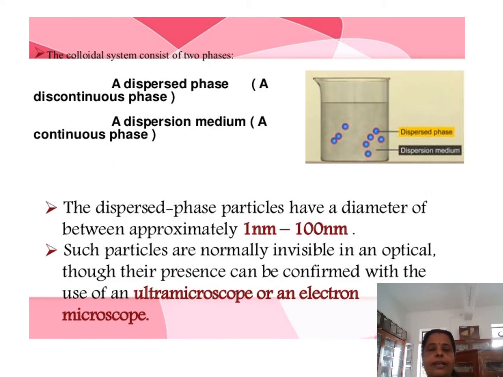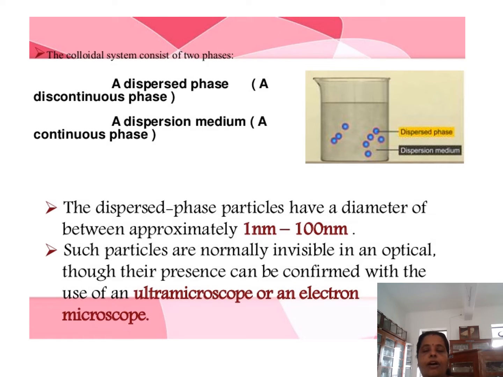We move on to the next slide. The dispersed phase or discontinuous phase, and the dispersion medium or continuous phase. These are the two phases found in any colloidal system. So normally you have a dispersed phase, that is a discontinuous phase, and a dispersion medium. The dispersed phase particles have a diameter between approximately 1 nanometer to 100 nanometers.